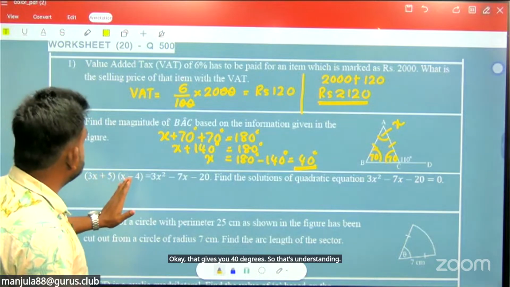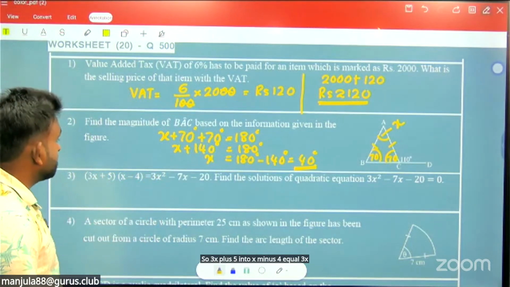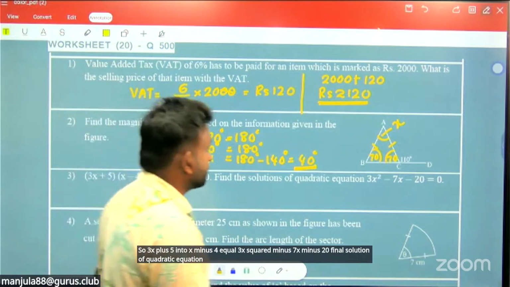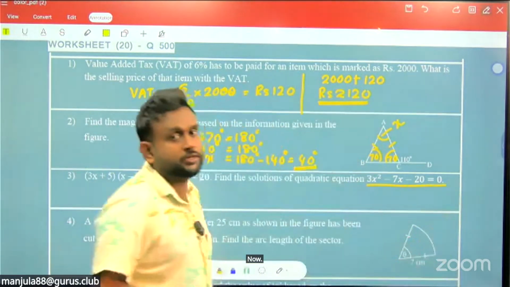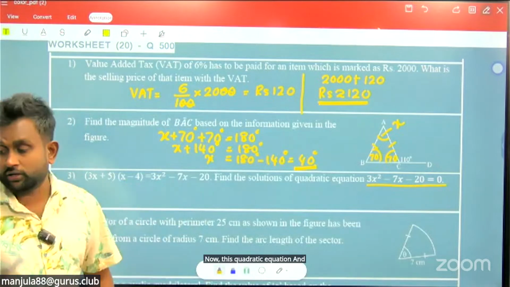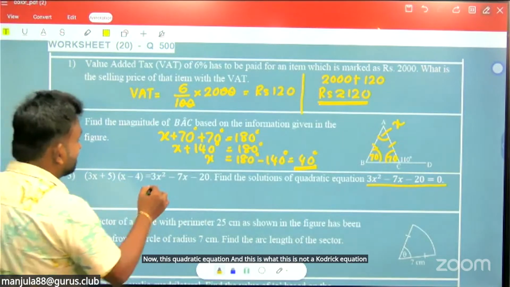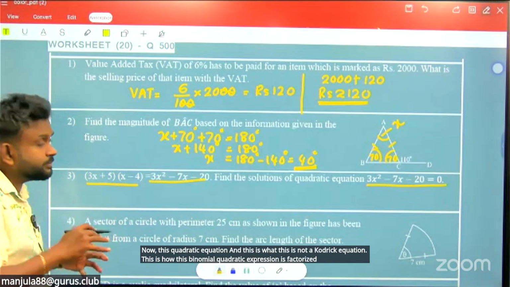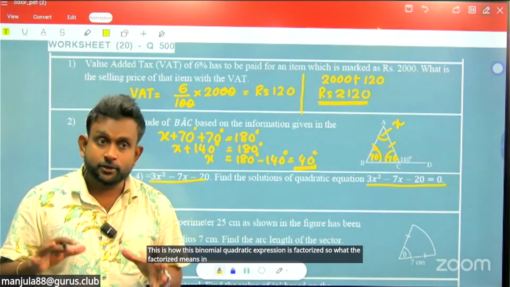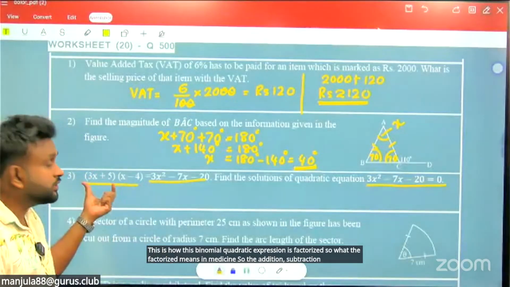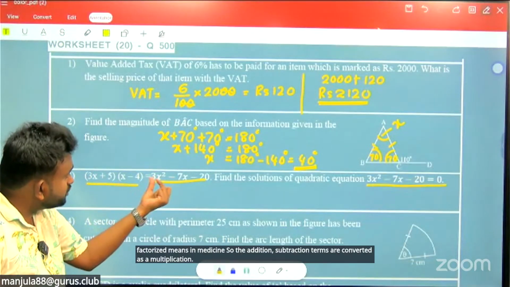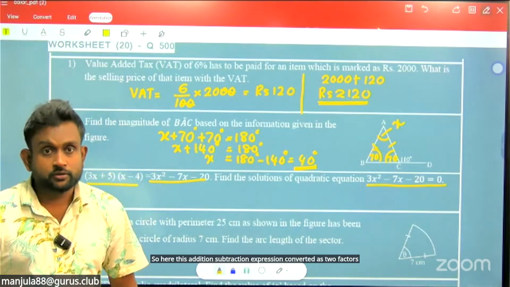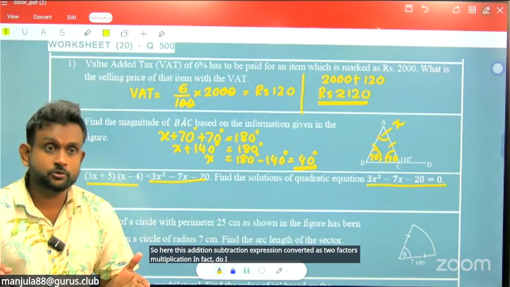So (3x plus 5) into (x minus 4) equals 3x squared minus 7x minus 20. Find the solution of the quadratic equation. Now this is not a quadratic equation. This is how this trinomial quadratic expression is factorized. What factorized means in maths is that the addition and subtraction terms are converted into a multiplication. So this addition subtraction expression is converted into a multiplication of two factors. In fact, factorizing means doing that.